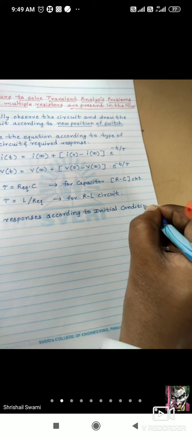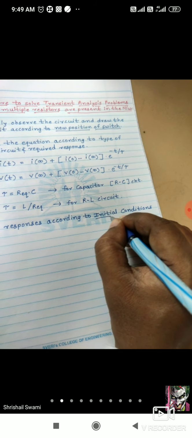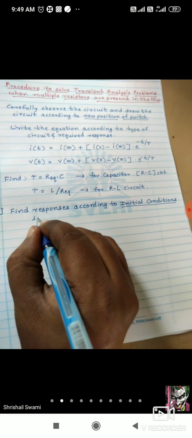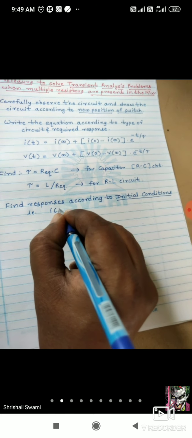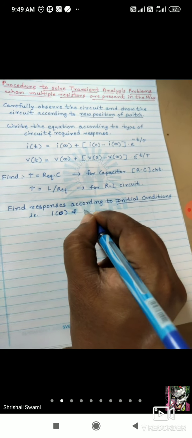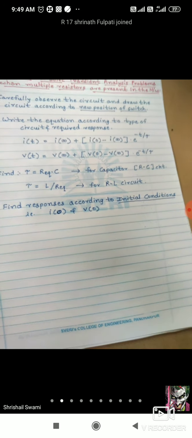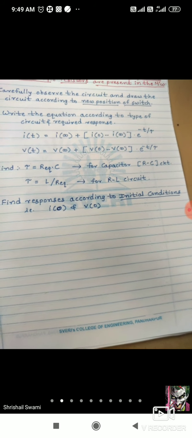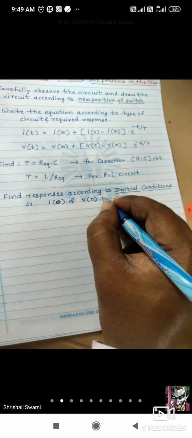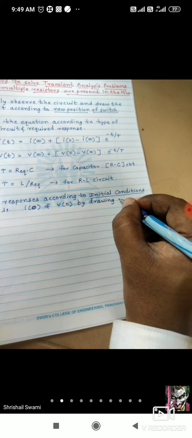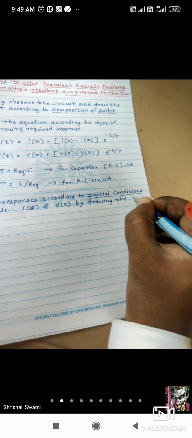Initial conditions. So initial conditions, that is I of 0 and V of 0. Find responses according to initial conditions, that is I of 0 and V of 0, by drawing the diagram, by drawing the circuit.